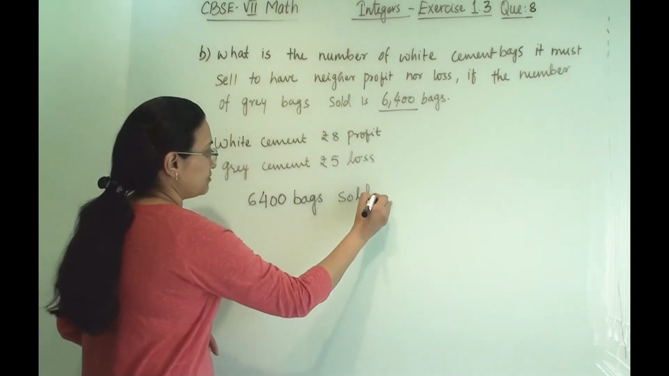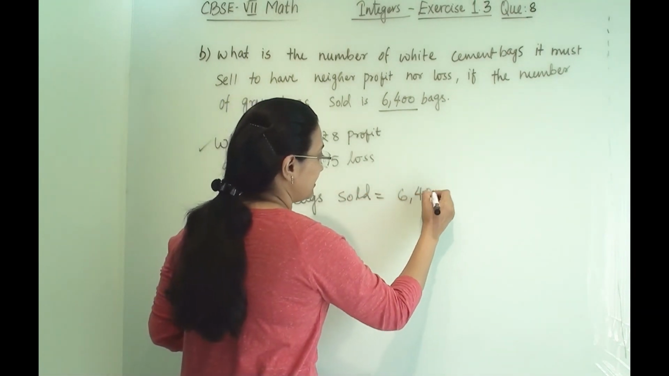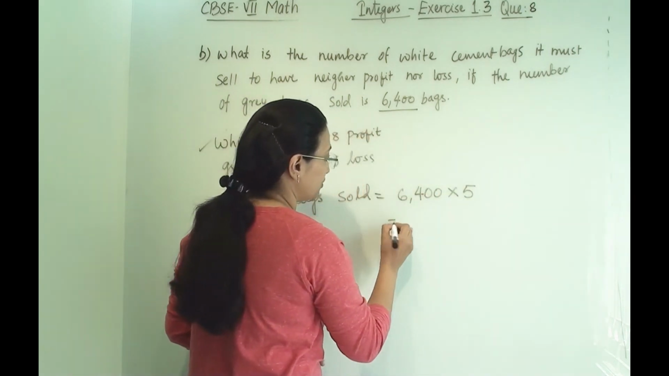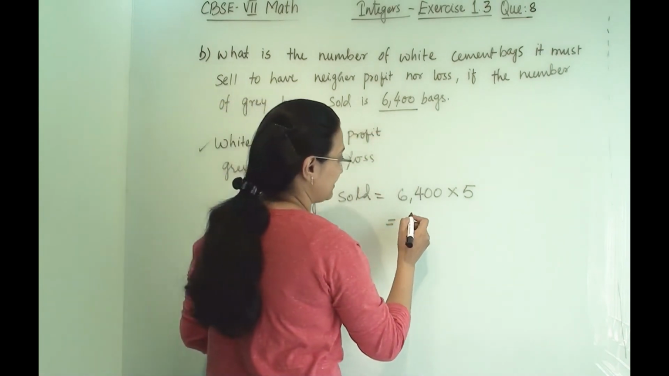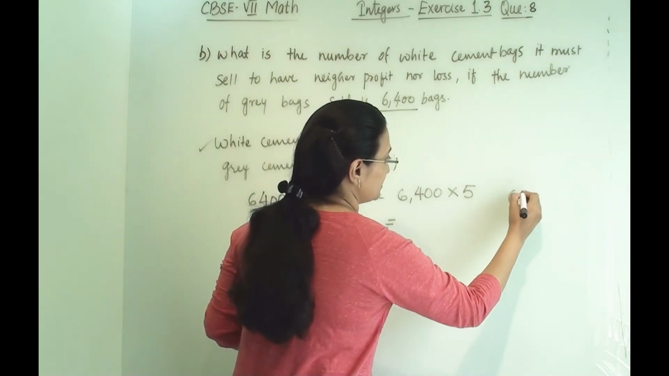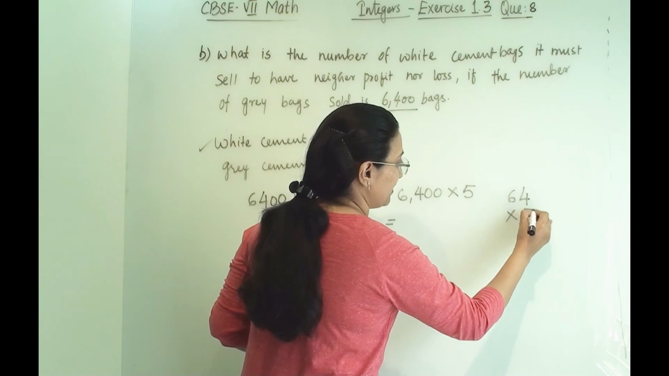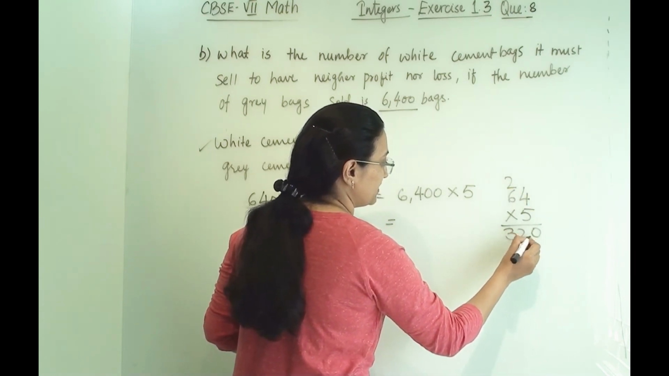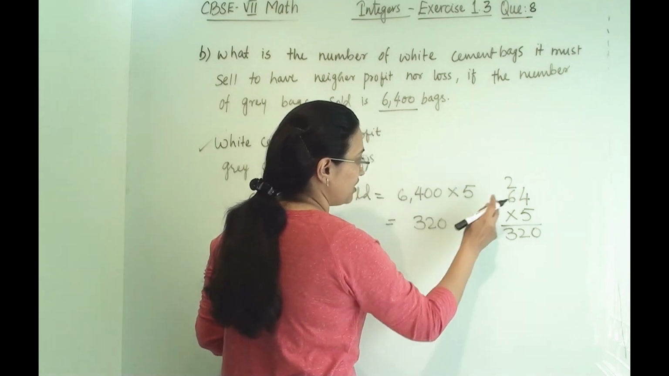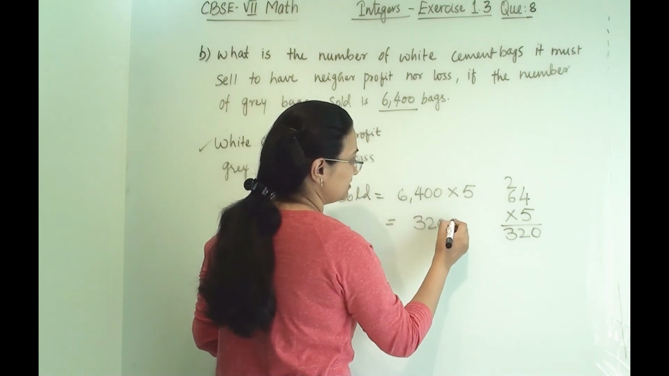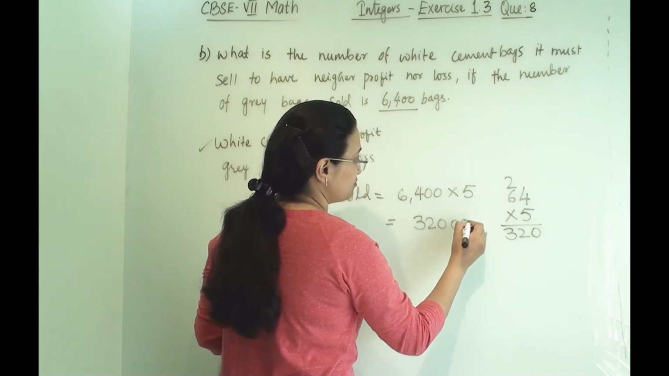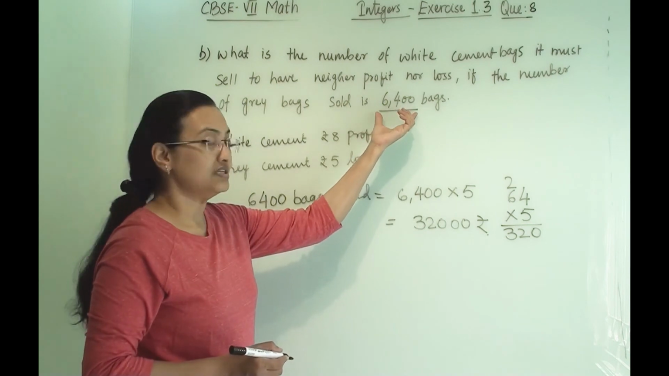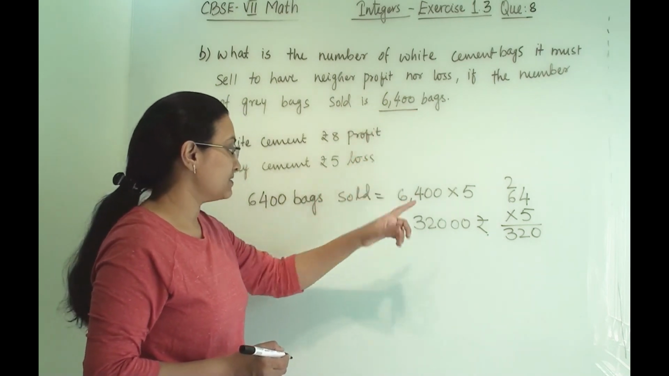So now 6,400 into 5 will give us the total loss from this selling. So it is 64 into 5, 0, 2 and 32. So here 320 from this multiplication, and then these 20 we are adding. So this much rupees loss they have made when they sold 6,400 bags.